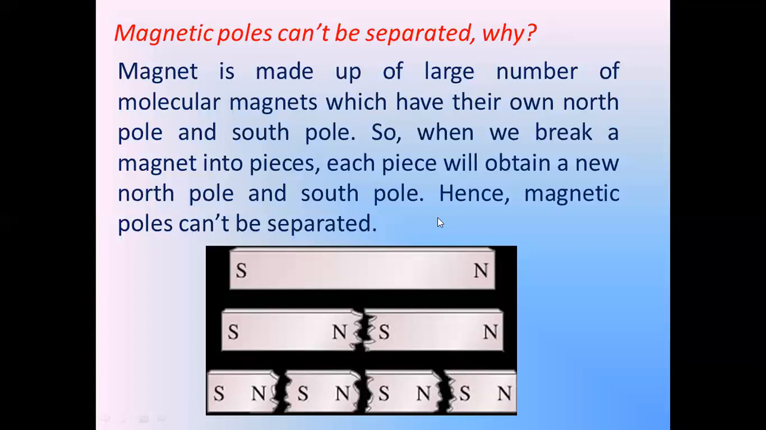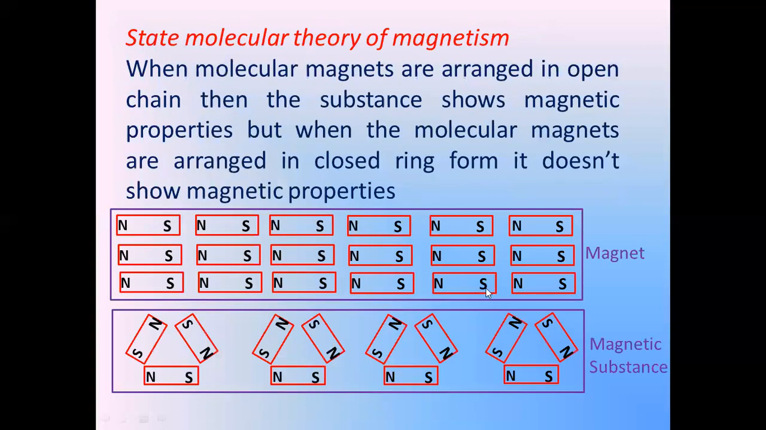To answer this question we should look at this picture. You can see this is the picture of a magnet. This big magnet is made up of thousands of small tiny magnets which are called molecular magnets. So no matter where we break it, automatically south or north comes by itself.